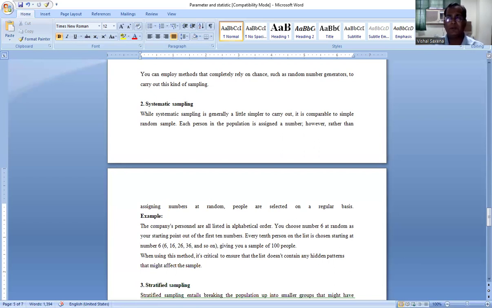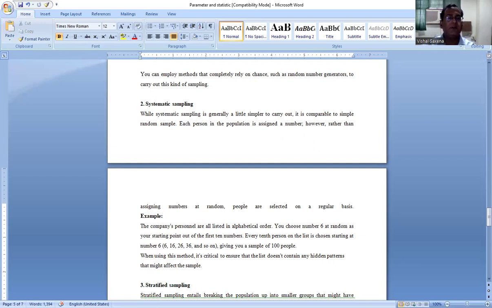The starting point is among the first 10 numbers. After 6, a number should be taken from every 10 members of the population, and that's how we select. Suppose the first member is the sixth, then the next will be the 16th, 26th, 36th, and so on.